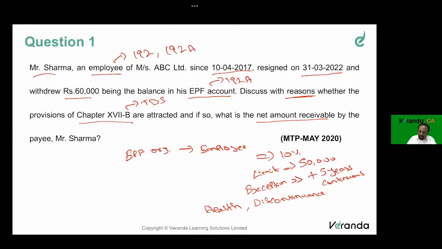Let's take an example: if he had worked from 1st April 2017 till 31st March 2022, it would have been exactly 5 years. But here he would have probably worked for 4 years plus, let's say 11 months or something, and some 20 odd days or a little less than that. So this is the period he has actually worked in that particular organization. So he has not worked for more than 5 years. So in this case, tax must be deductible under this.